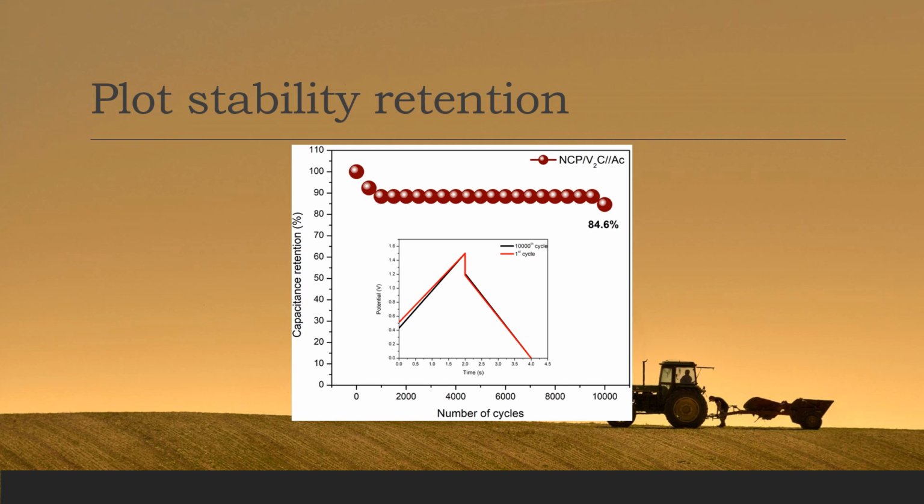Let me give you an example. For example, at the first cycle, you get 100 farad per gram. Then at 10,000 cycles, you can only retain 80 farad per gram. So you are losing 20 farad per gram, which means you retain only 80% of your initial capacitance. That's how you calculate the stability retention.